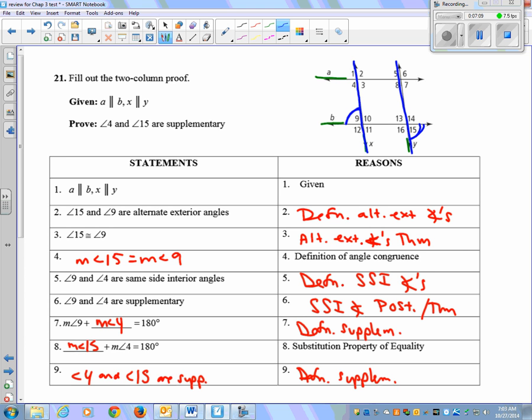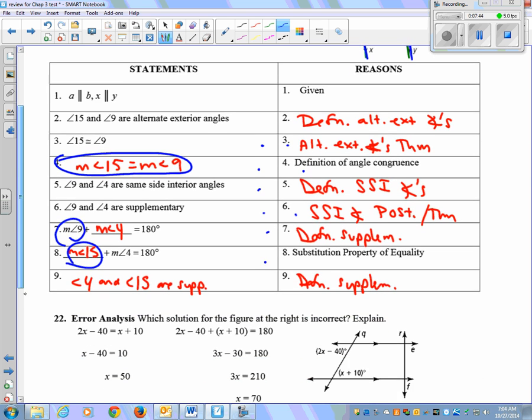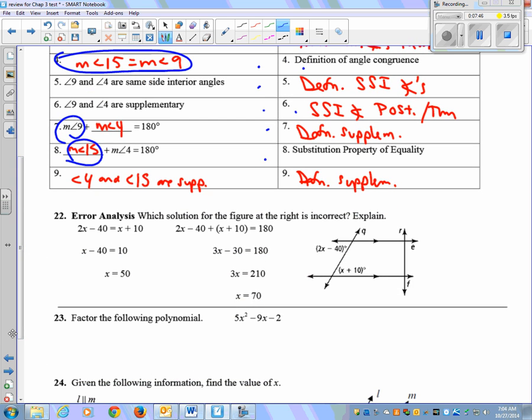Then we say they're congruent by the theorem. Then we say their measures are equal by definition of congruent. Now again we're stating 9 and 4 for what they are. They're same side interior angles. This time A and B being parallel. That's just by definition. Then we say they're supplementary by the theorem or postulate. Measures add up to 180 by definition of supplementary. Substitution, we took out the 9, replaced it with the 15, because right here we said that they're equal, so we can replace them with each other. Now we could just say they're supplementary because of the definition of supplementary.